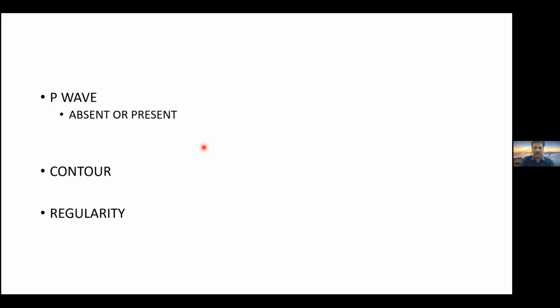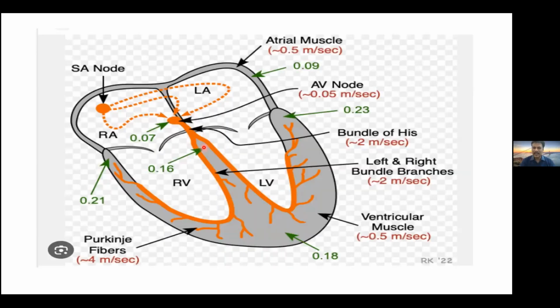This is what we have to see. Now I will come back to the basics. Whenever there is electrical activity towards the electrode, the deflection is taller and positive; very close to the electrode, it is taller. Two points: away from the electrode is negative, and far away from the electrical activity is smaller. That's all.